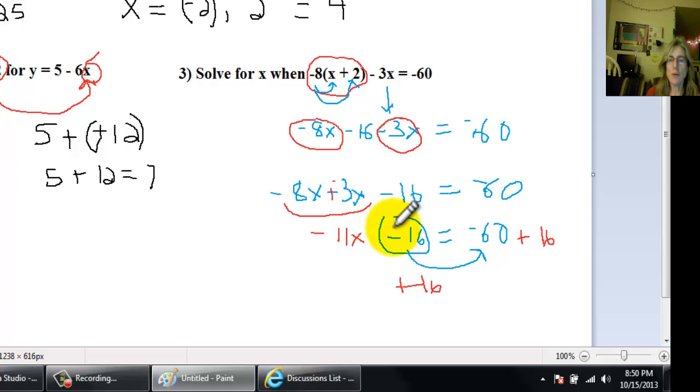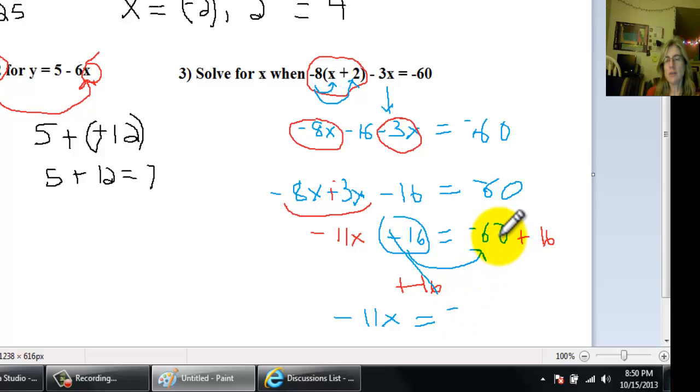Alright, so once you add negative 16 and plus 16, it will equal 0. So you have that canceling. You still have negative 11x that you haven't done anything to. It's just sitting there. And now you have negative 60 plus 16. Apply your integer rules. Find the difference, and your answer will be negative because 60 is larger than 16, and it carries the negative sign. So your answer will be negative.